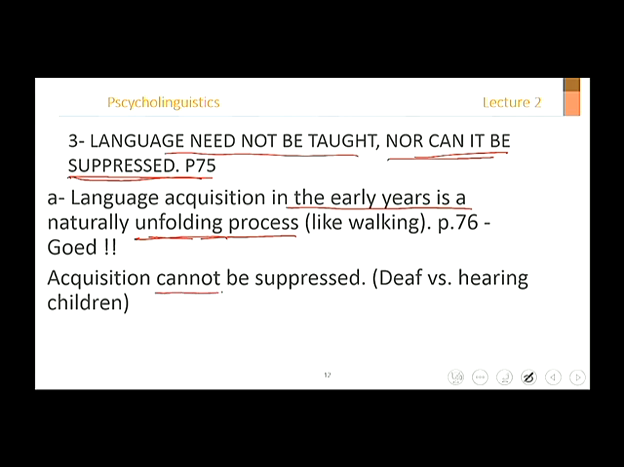Okay? So acquisition cannot be suppressed also. What does that mean? You cannot stop a child from acquiring language. If the environment speaks, or if there are people around that child using language, and the child is normal or hearing, then obviously the child will acquire that language no matter what. Even if you say don't acquire language, the child is going to acquire that language. And we are not referring to deaf children or children who are locked up in a room. No, we are not talking about that. We are talking about naturally typically developing children.